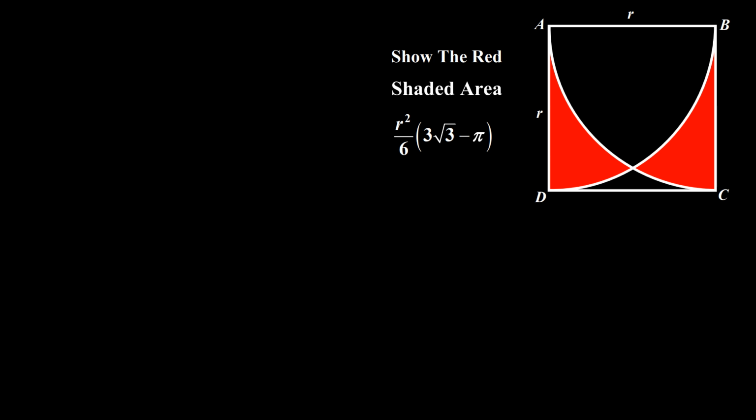The question is how to find the radii from this diagram. ABCD is a square, as you can understand from the given lengths R and R. The square side is R, and with center A there is one arc from B to D, and another arc from A to C with center B. So this is the bounded red area, and this is the other red area. How do we find these two red areas?